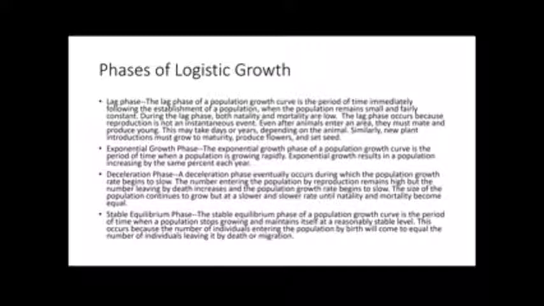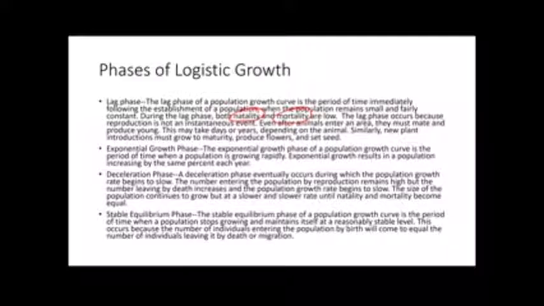So the lag phase is the period of time immediately after a new population is established. For a while, the population remains small and pretty constant in terms of size. At that point, both natality, which is birth, and mortality, which is death, both of those rates are pretty low. The lag phase occurs because reproduction doesn't happen instantaneously. Once the new organisms move into this new environment, they have to mate. It takes time for the young to be born. And depending on the kind of organism, that could take a very long time.